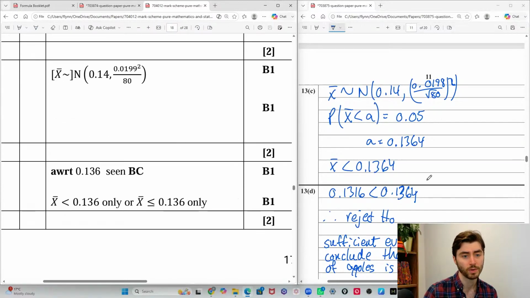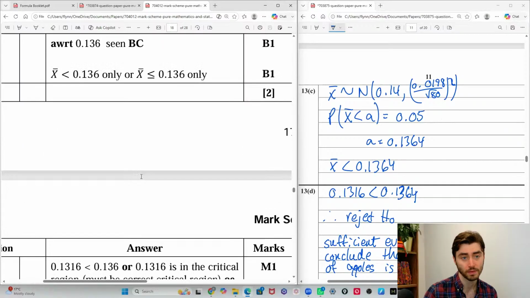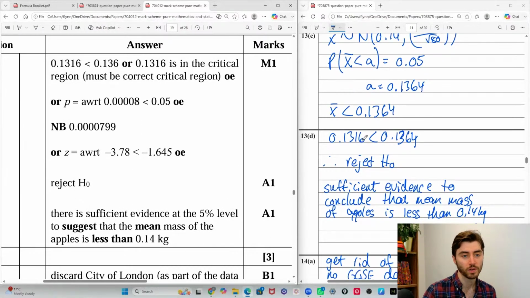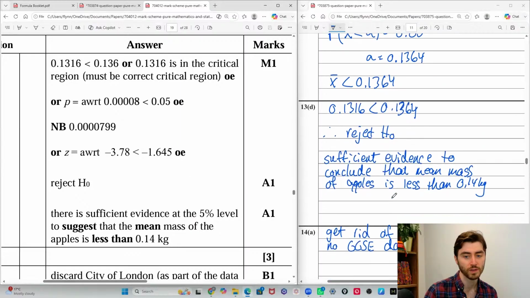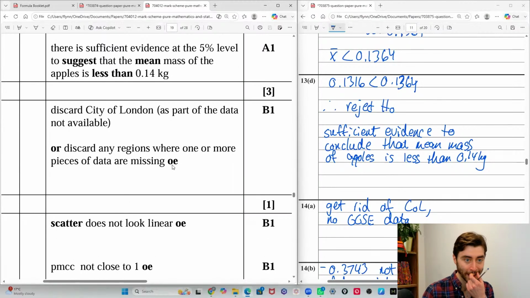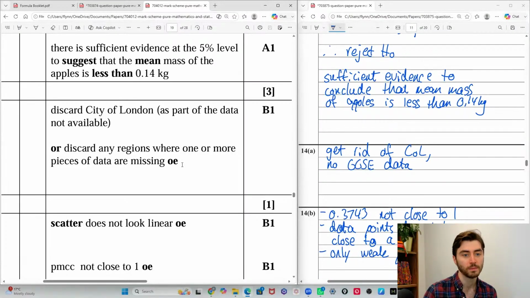Critical region 0.163, and yep, got that at least. This is outside the critical region. Reject H naught. Sufficient evidence to conclude that the mean mass is less than 0.14. Okay. Discard City of London.